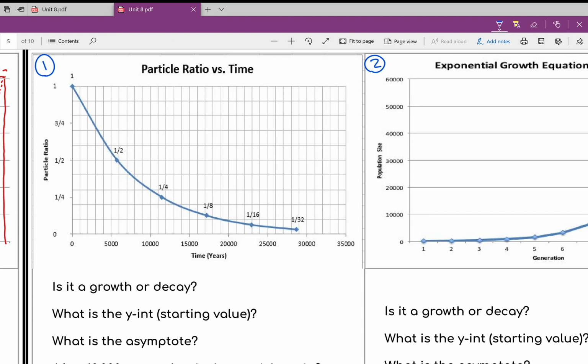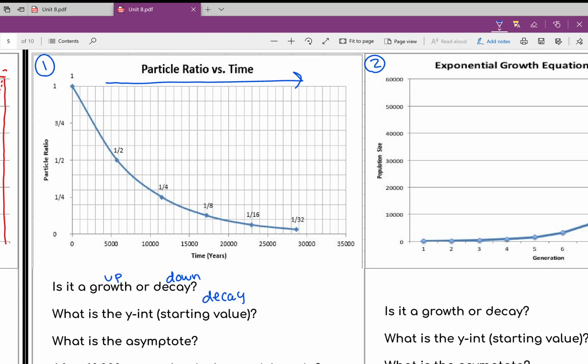The first question here says, is it a growth or a decay? Remember, if it's a growth, our graph, if we read it from left to right, is going up. And if it's a decay, if we read it from left to right, it's going down. If I look at this from left to right, it looks like our graph is going down. So this is a decay.